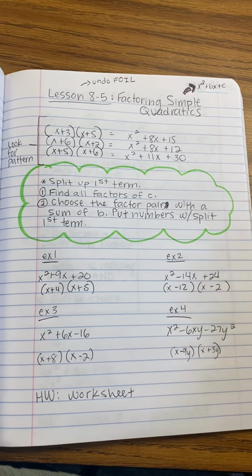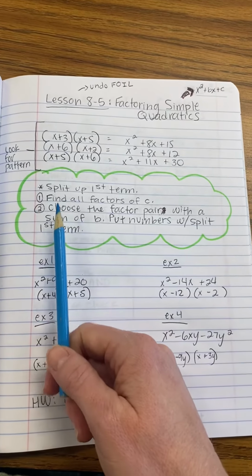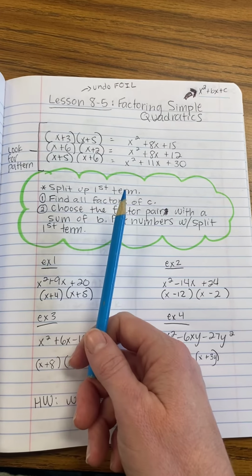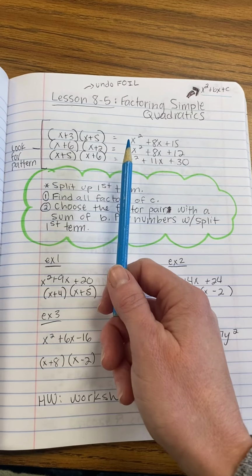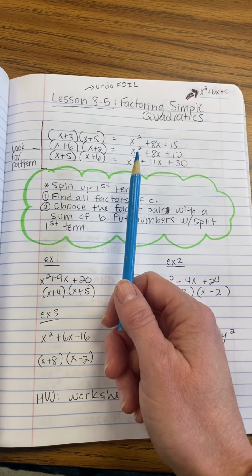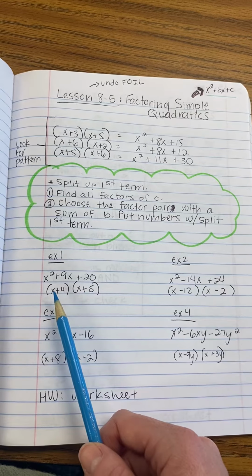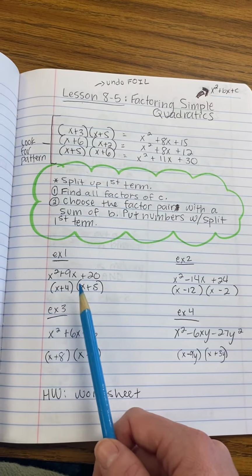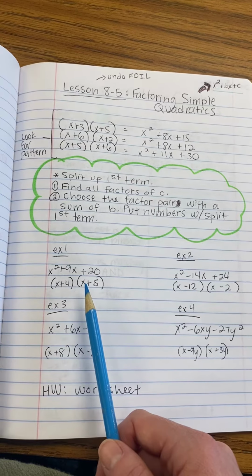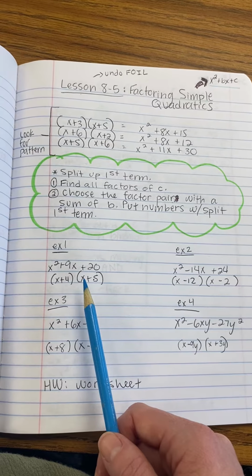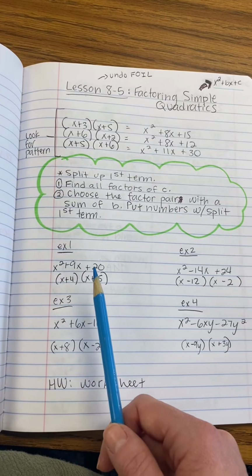It'll be great. So here are some steps for you. You're going to start by splitting up the first term. So you'll take this x squared or m squared or whatever it happens to be and split it up into the parentheses. So x squared means x times x, so we're going to put that at the front of each set of parentheses. Then we're going to find all factors of c.